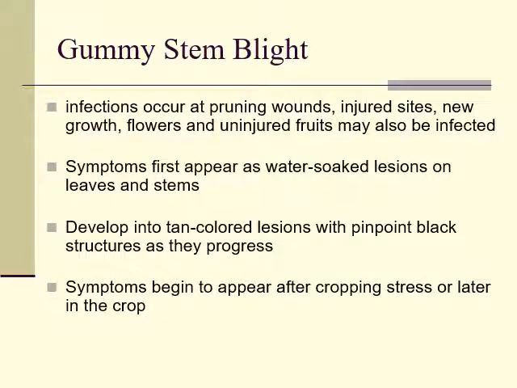So gummy stem blight, the infections occur at pruning wounds. You've heard this before, or injured sites. Often new growth, like flowers and fruit, or sometimes leaves, but you want to look mostly at flowers and fruit, and then of course ultimately in the stem. They start as what's called a water-soaked lesion. So that would be sort of a wet, dark green looking spot. You're not going to necessarily see yellowing right away. It's just going to look water-soaked. Eventually they turn into tan-colored lesions, with sort of black structures.